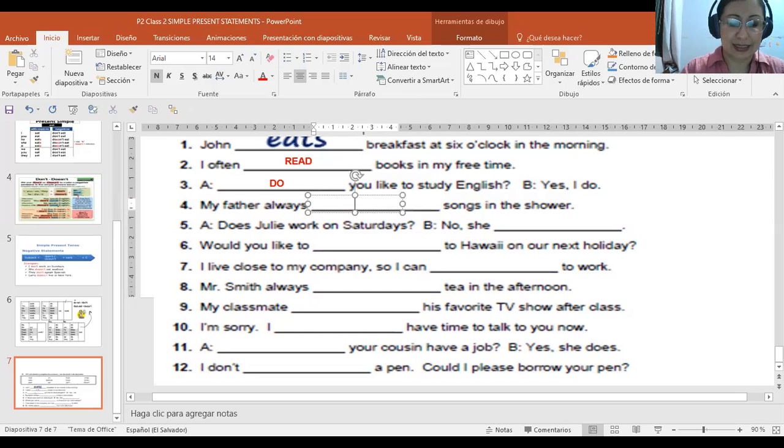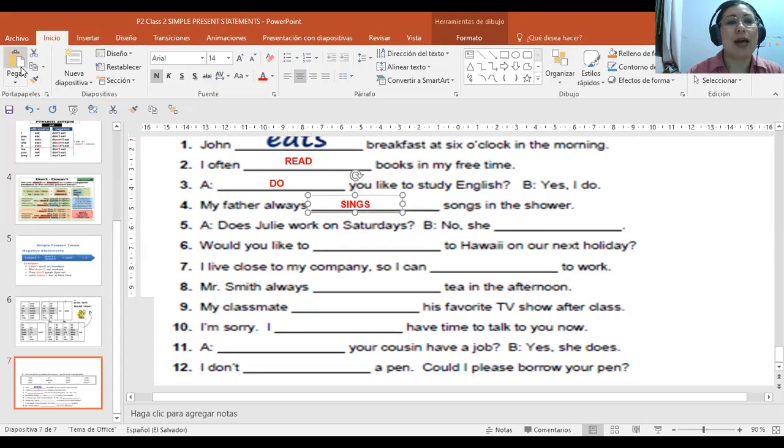My father always sings songs in the shower. Yeah, and we add the letter S, right? Yeah, because we are talking about my father, and my father is he. So we add the letter S and it says sings. Excellent. Number five. Volunteer for number five.